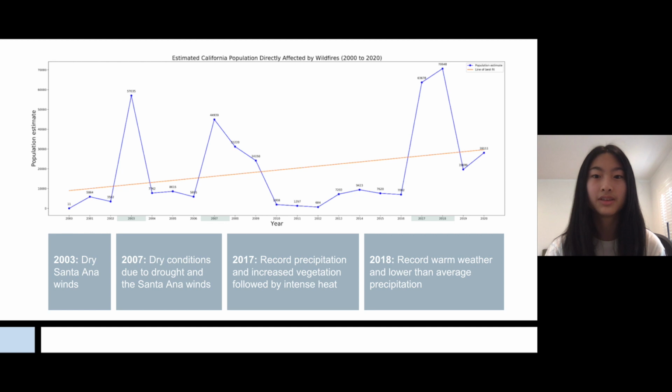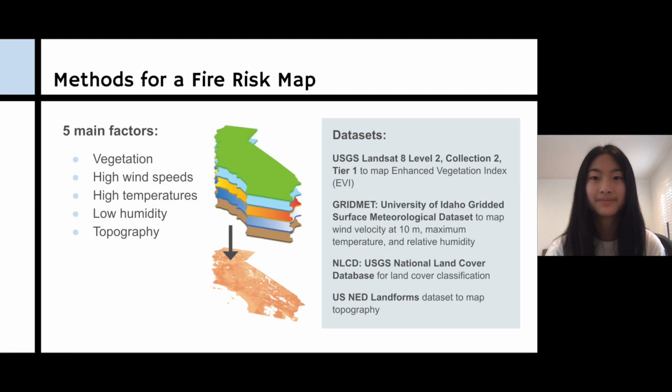For example, in 2003 and 2007, intense Southern California wildfires were driven by the dry Santa Ana winds and dry conditions due to drought. In 2017, record precipitation and increased vegetation was followed by intense heat, which created fuel for wildfires. Finally, in 2018, record warm weather and lower than average precipitation extended the wildfire season. All of these factors led us to wonder how we might predict where another major fire could occur.